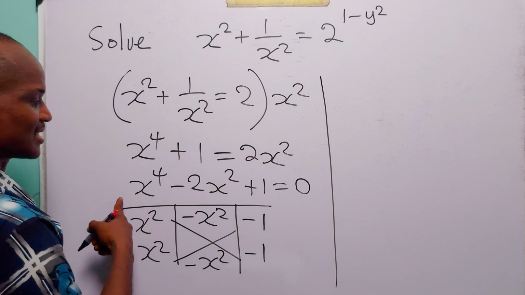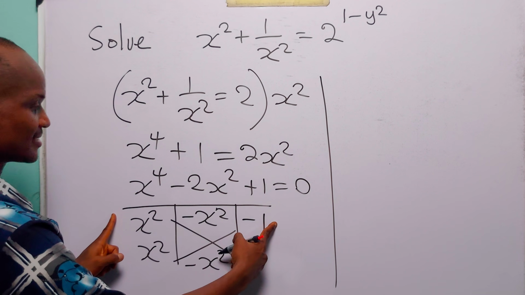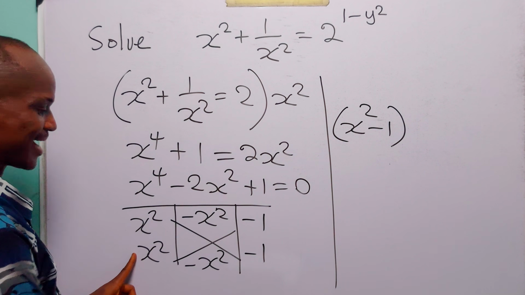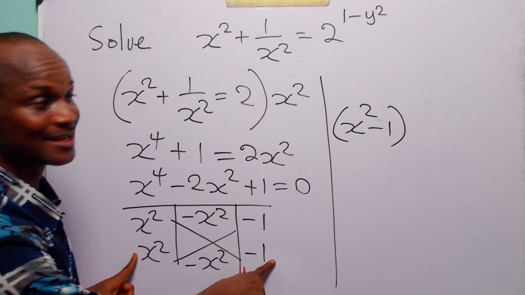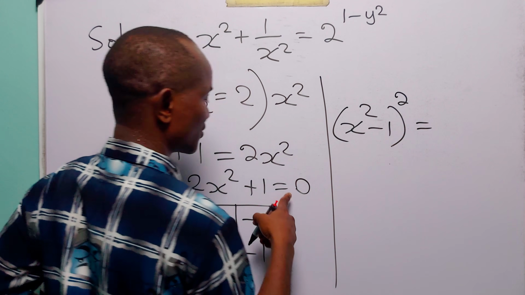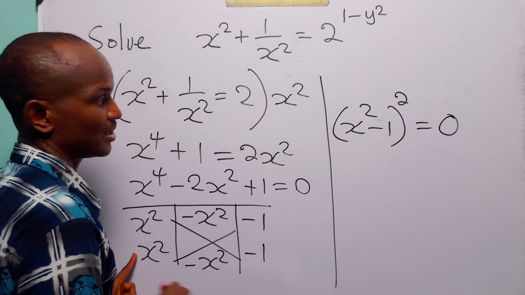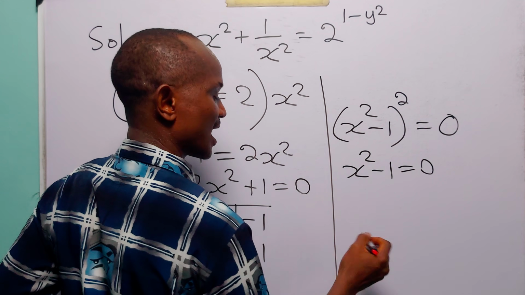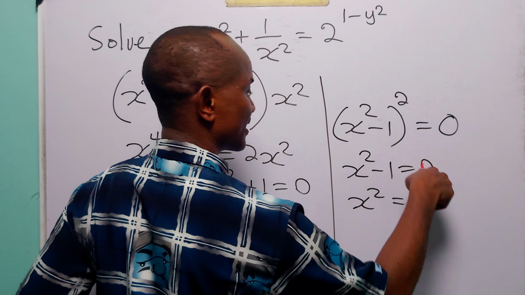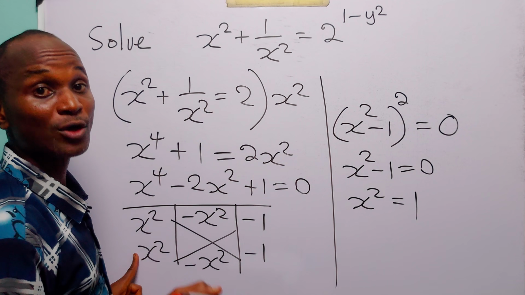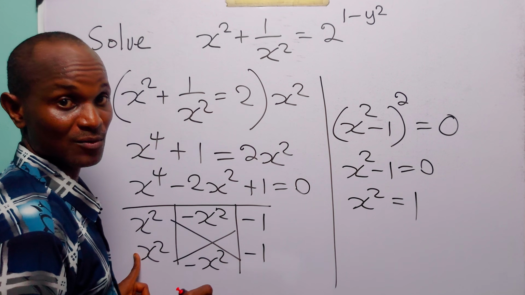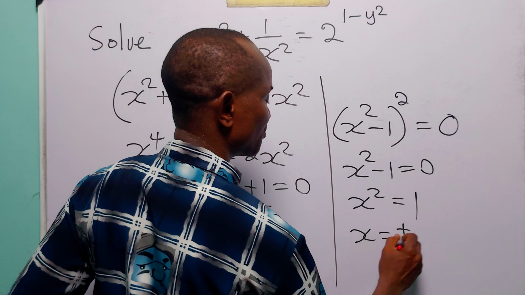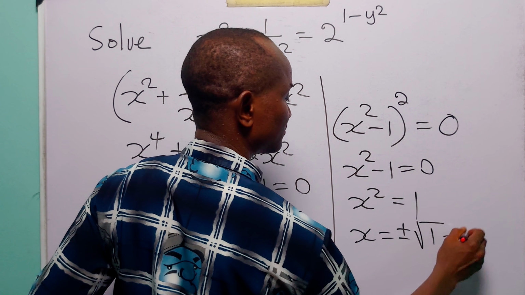So, when we factorize the left-hand side of this equation, we have x squared minus 1 multiplied by x squared minus 1. That is the same thing, so this is squared. And of course, this is equal to 0. Now, from here, we have that x squared minus 1 is equal to 0, and hence, x squared is equal to 1. So to find all the values of x that satisfy this equation, we take the square root of both sides. When we do that, we have that x is equal to plus or minus root 1, plus or minus 1.